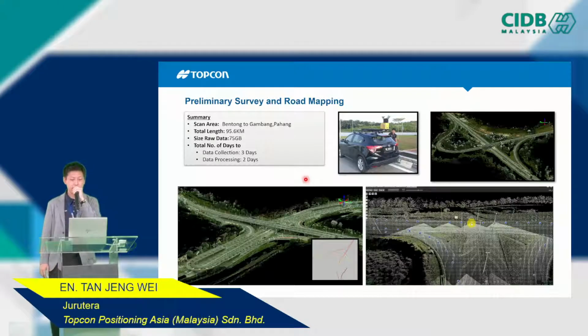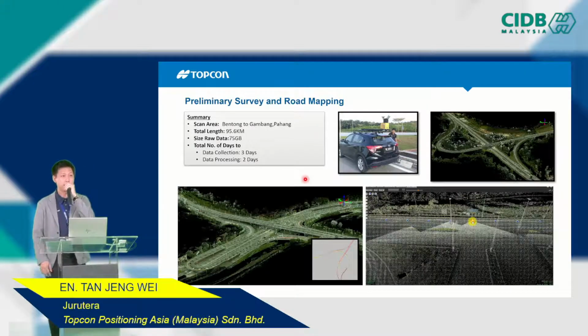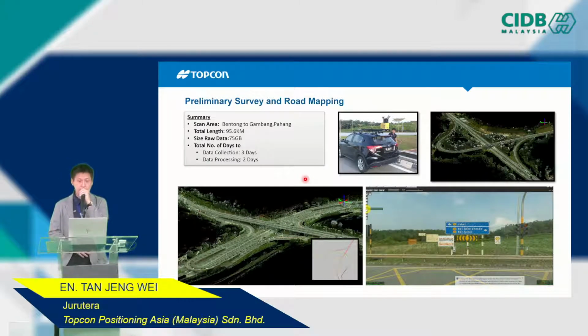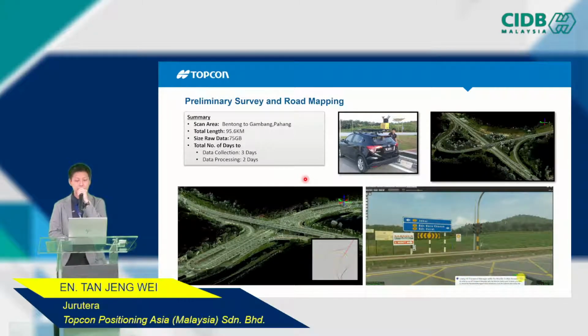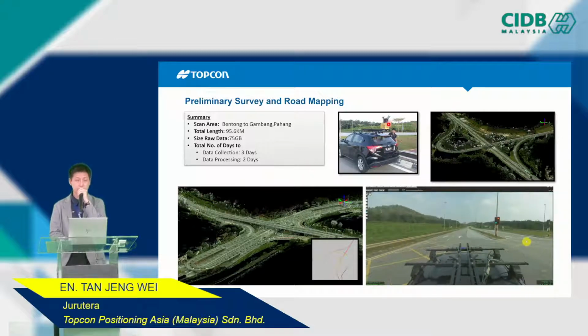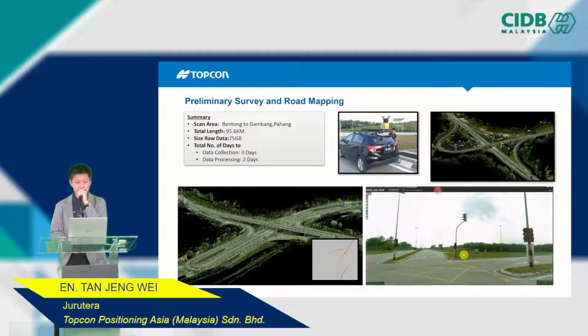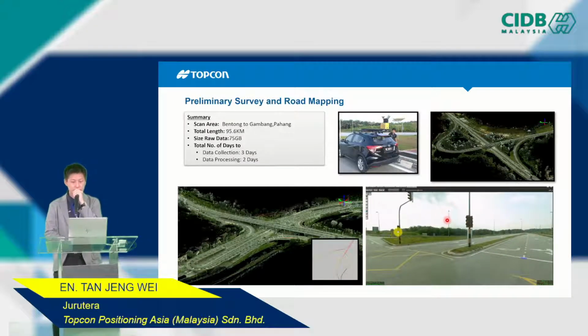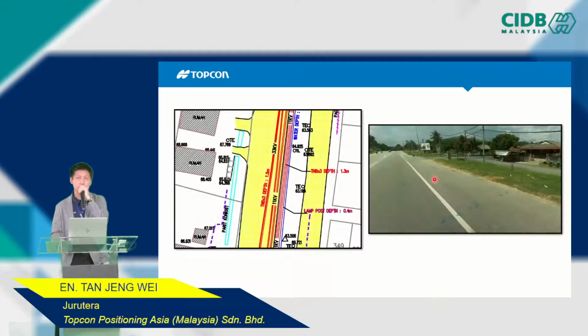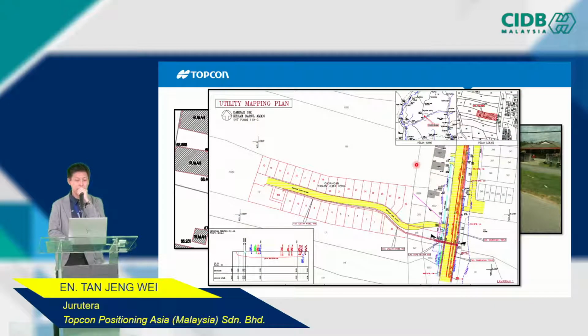Right, so the next one will be the preliminary survey and route mapping using our mobile mapping system. Basically, we mount our laser scanner on top of a vehicle, and then we just drive slowly to capture the data. It is not only capturing the point cloud, in addition, it also captures photos for inspection purposes. And eventually, we plot the utility mapping plan based on the point cloud data.